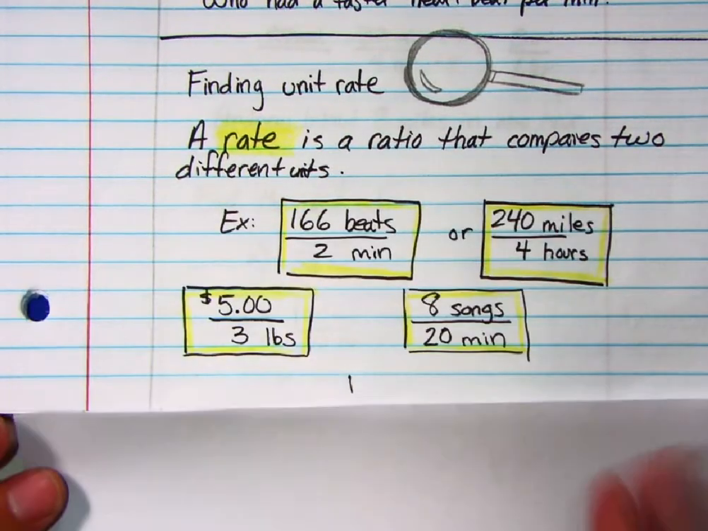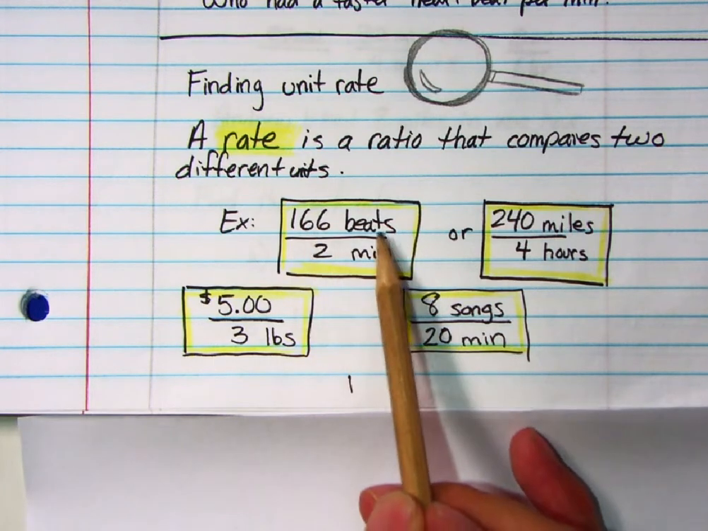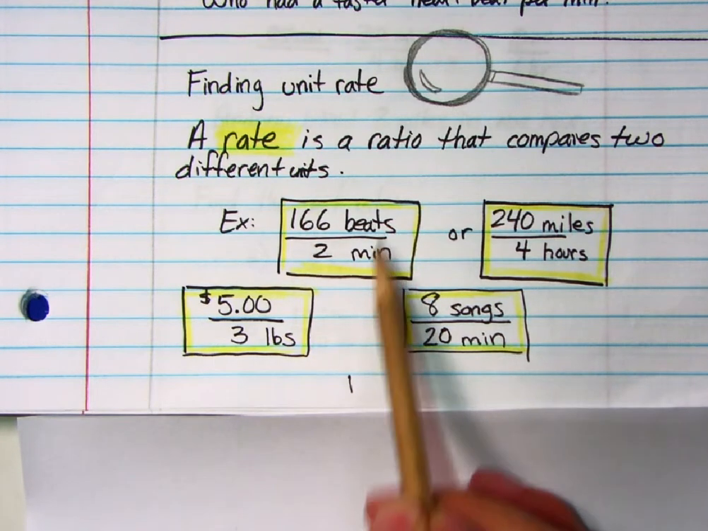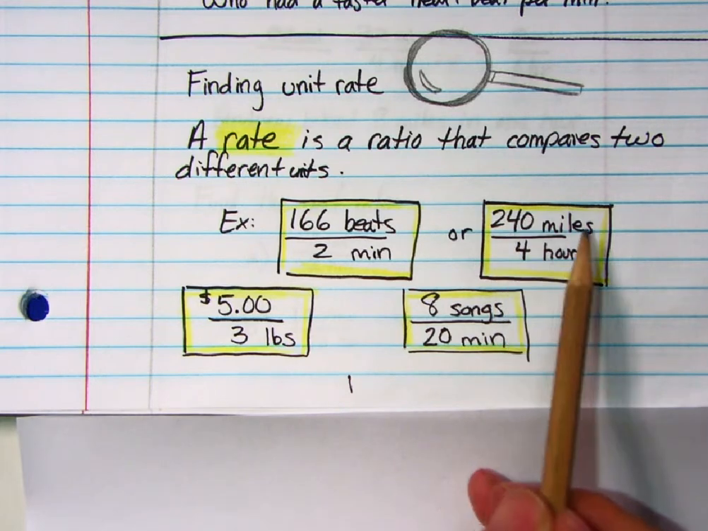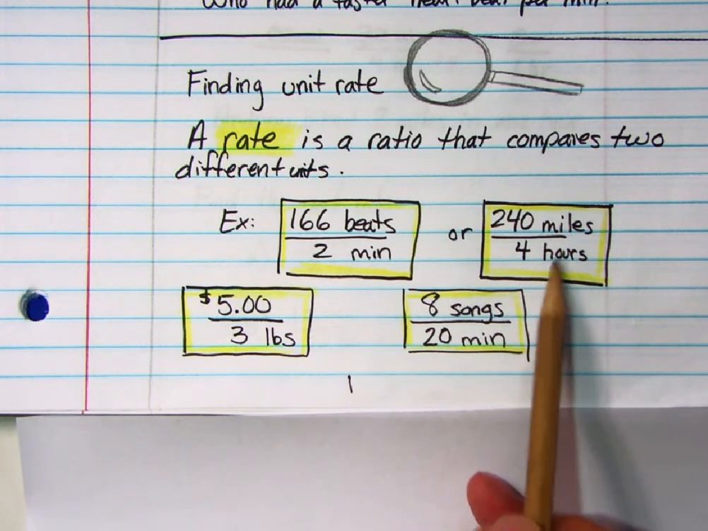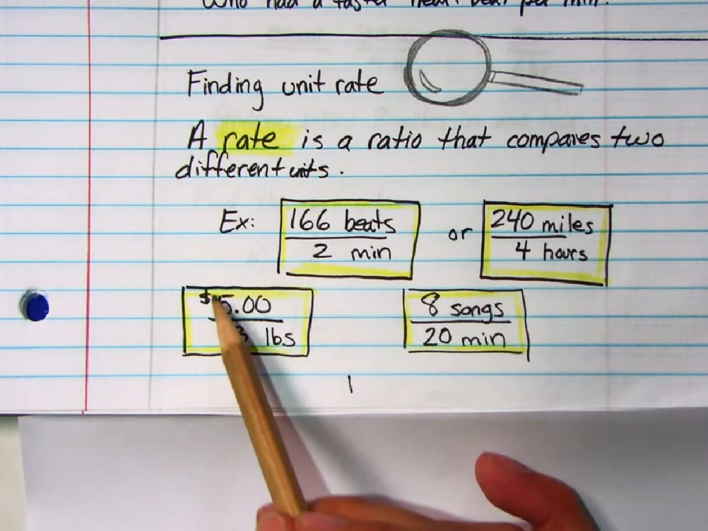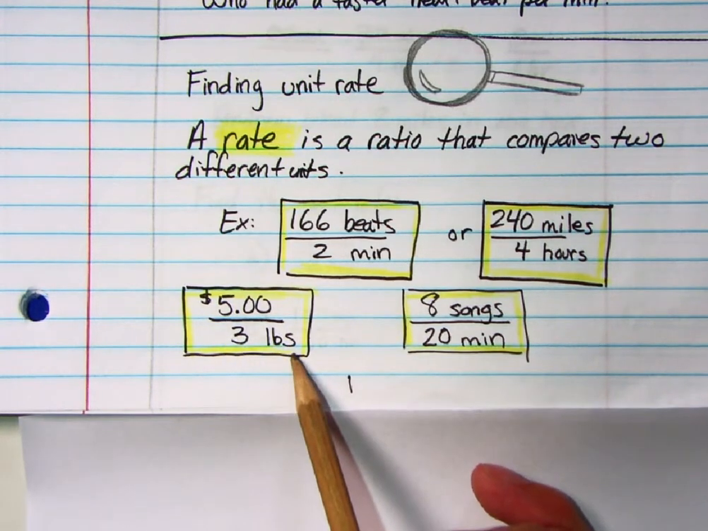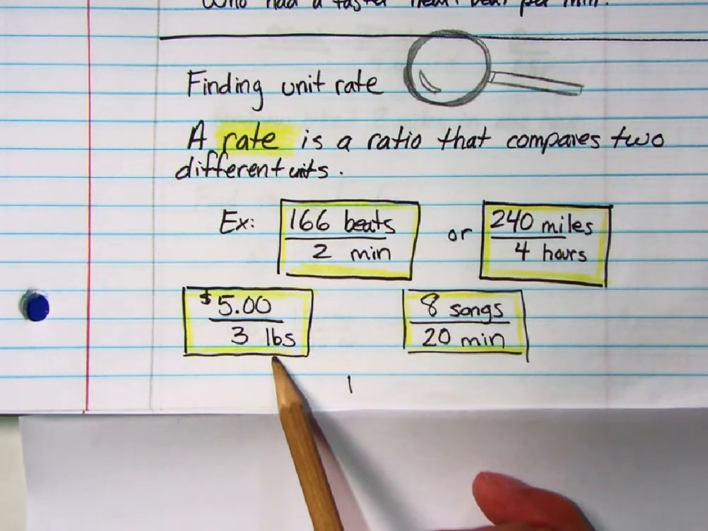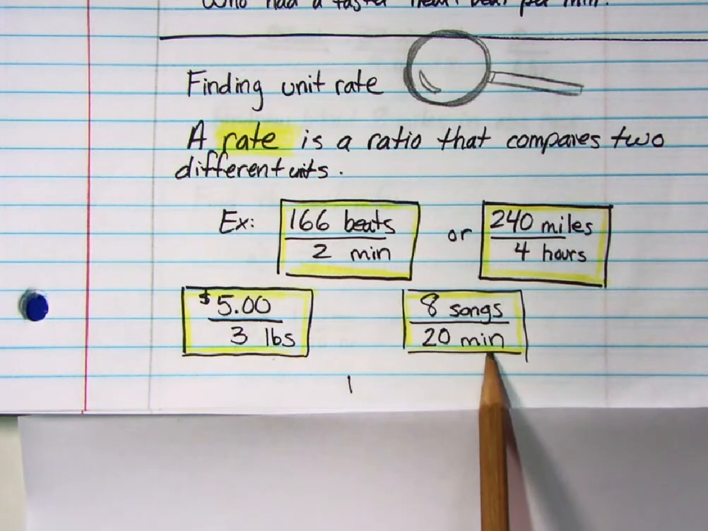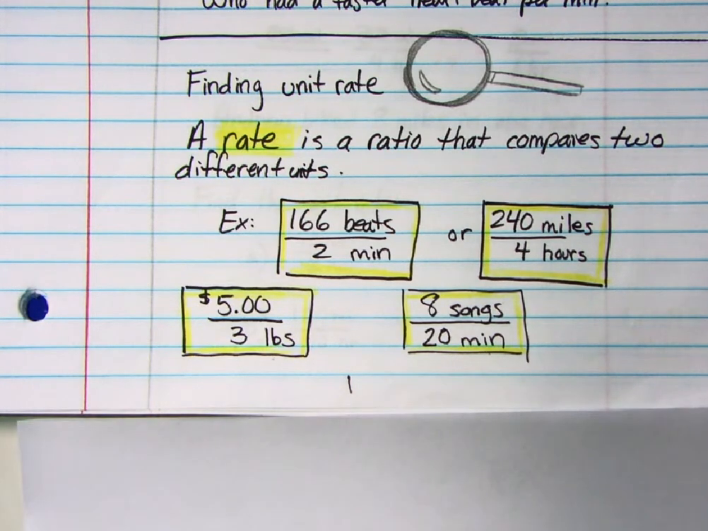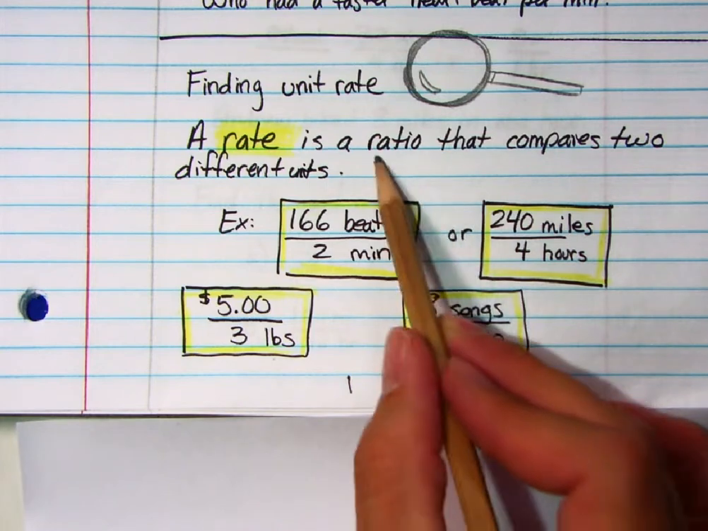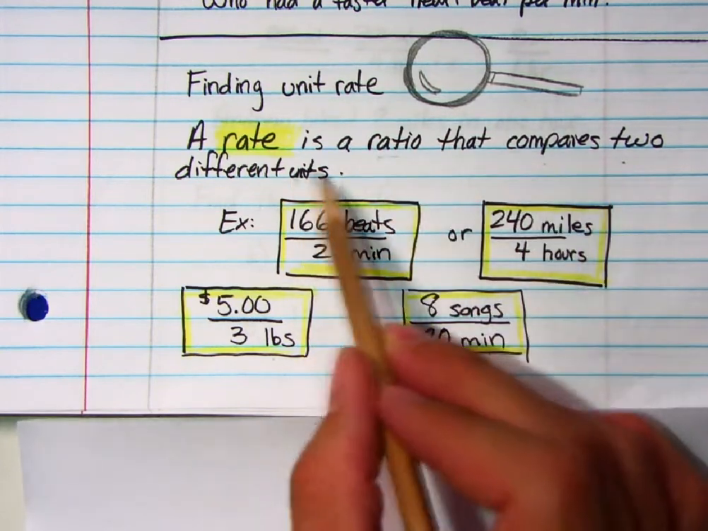So here are some examples of rates. 166 beats in 2 minutes, so you can see these two things are different. 240 miles in 4 hours, those two things are different. $5 for 3 pounds, those dollars and pounds are different units. And 8 songs in 2 minutes, different units again. So these are called rates, when you have a ratio or fraction that compares two different units.